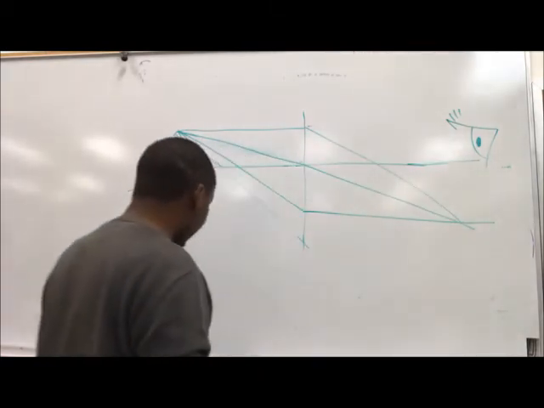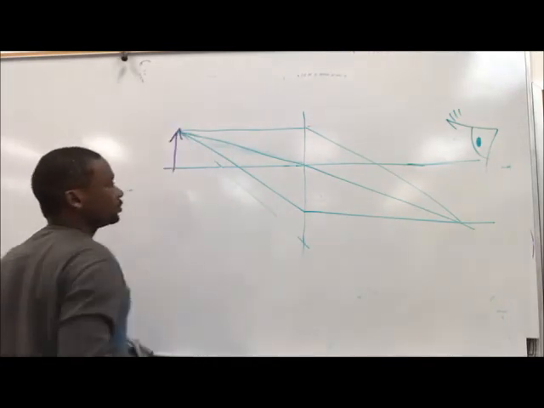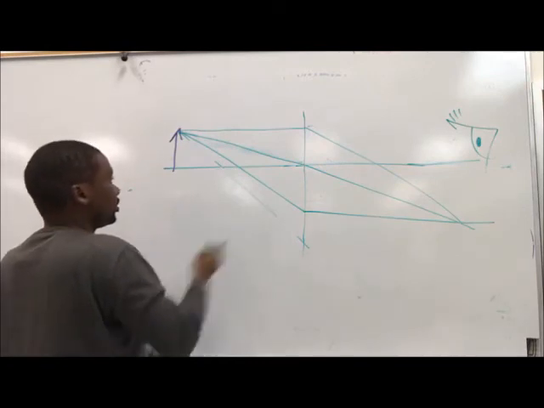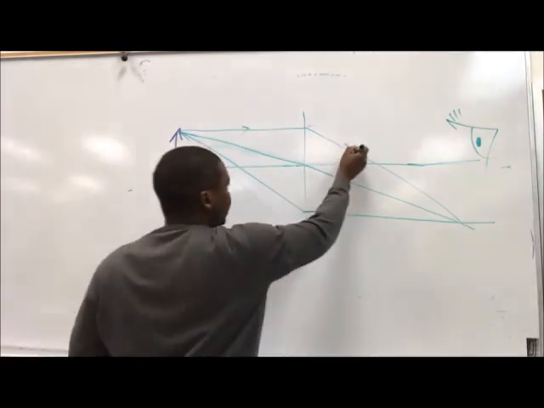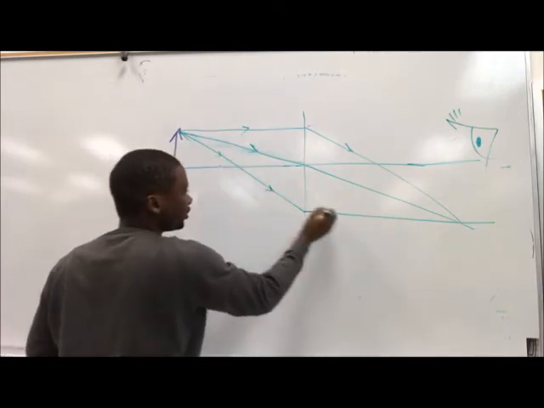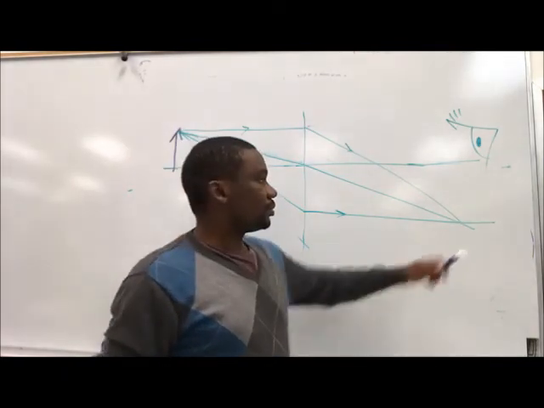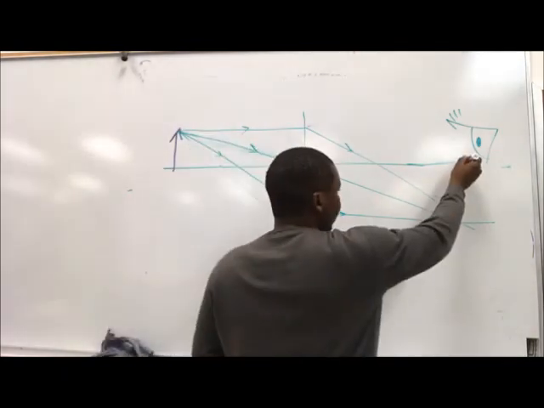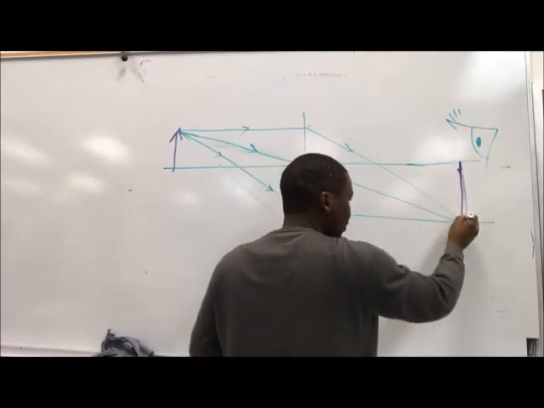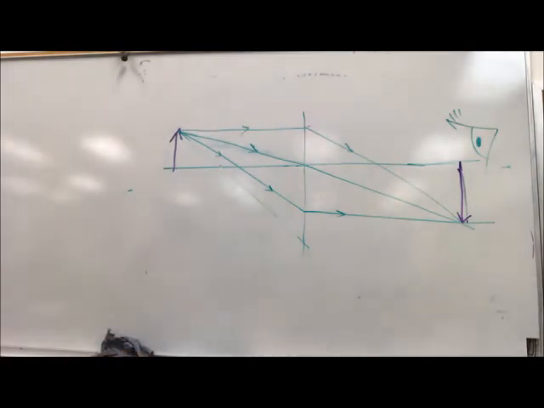So let me use different color codes to make things easier. My object is purple here. All right. Here's my parallel ray. Here's my central ray, and here's my focal ray. All three rays meet here to produce my image. And as you can see, my image is enlarged, inverted, and real.